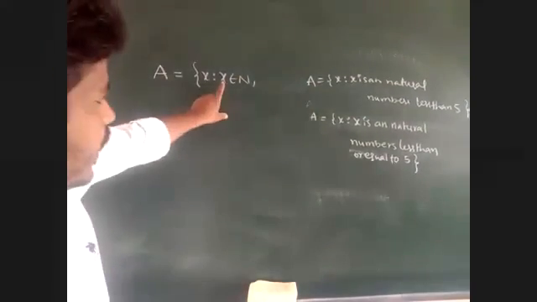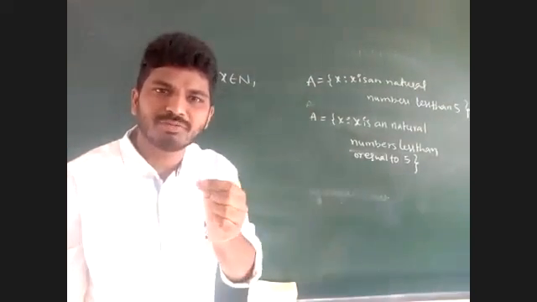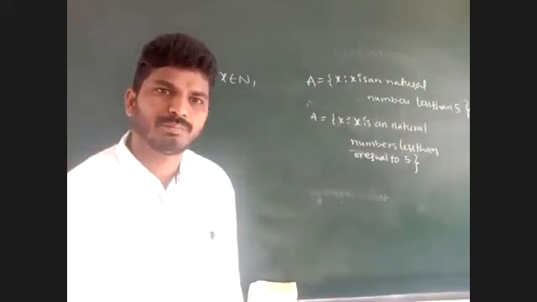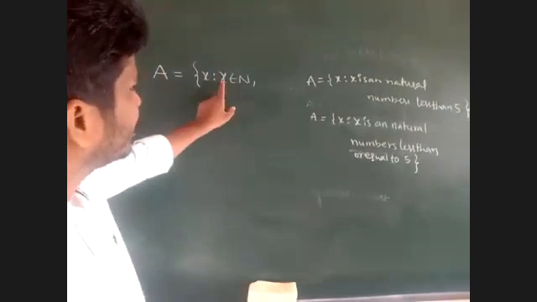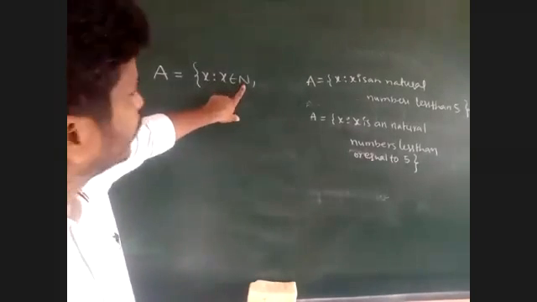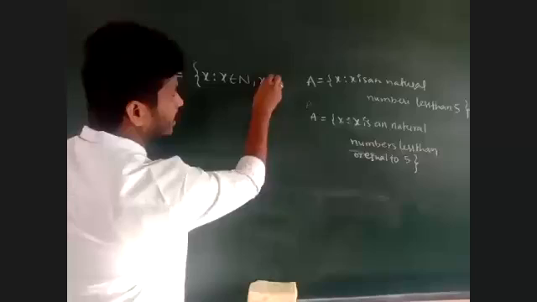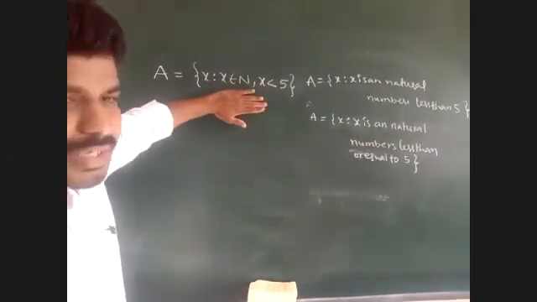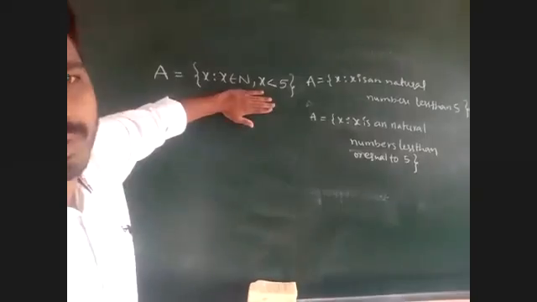Is it clear? X belongs to. What is the meaning of the symbol belongs to? X is a natural number. This x should be a natural number. How many natural numbers should we take? Up to less than 5. That can be written as x less than 5. This is the mathematical notation, or symbolical form, of the given statement.